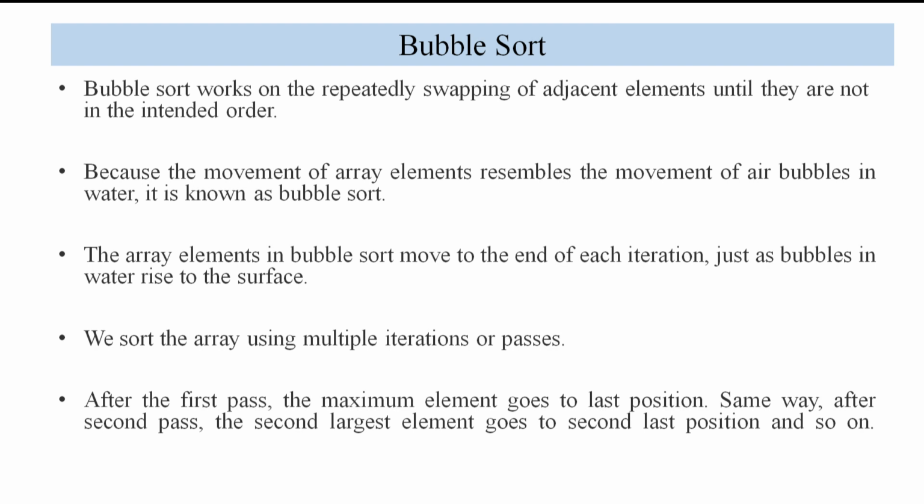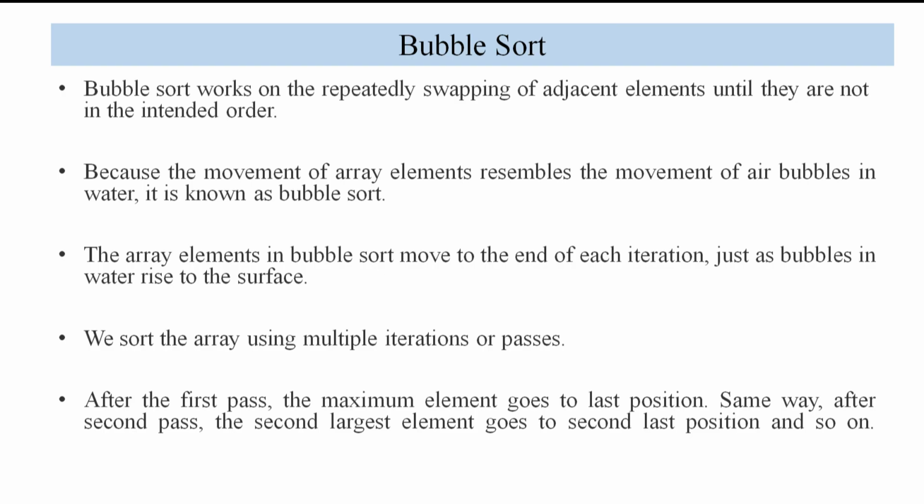So in the first pass, the largest element will be positioned at the last position, and then we do the same process again and try to fix the second largest element at the second last position of the array. And in the next pass, we try to fix the third largest element at the third last position of the array. So this process continues till the second smallest element is positioned at the second position.